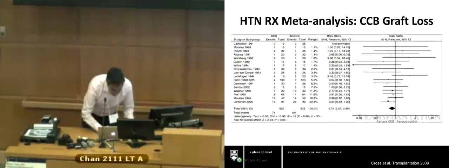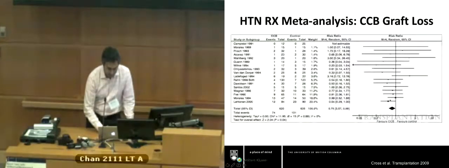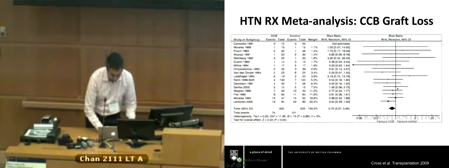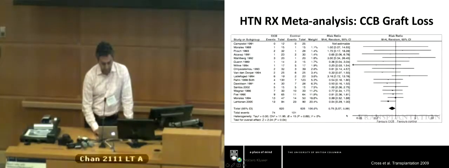And I think this is the meta-analysis of graft loss in these patients, and you can see a lot of trials a little bit all over the place when you look at the unity line being here, but overall it comes out significant with a confidence interval that does not cross unity.